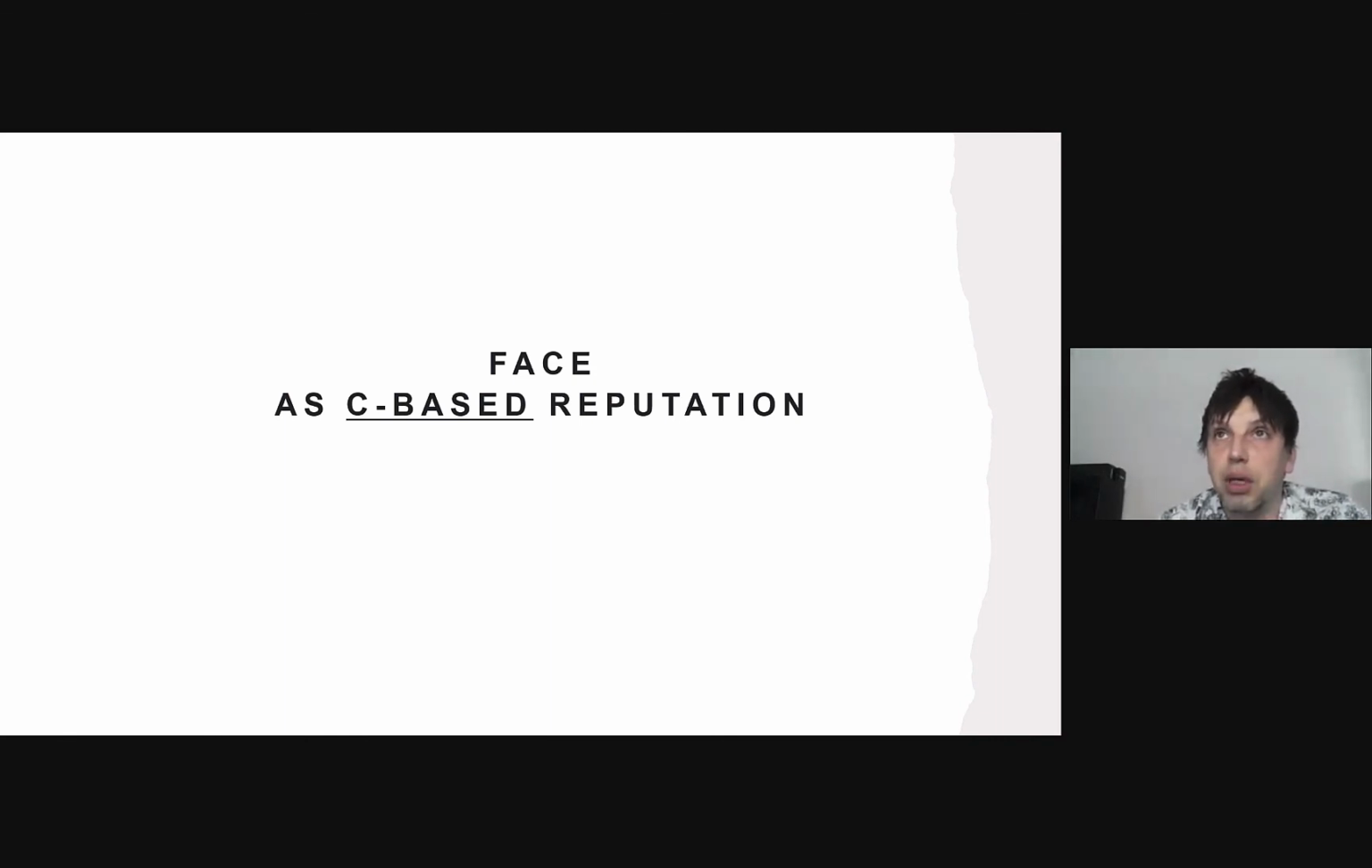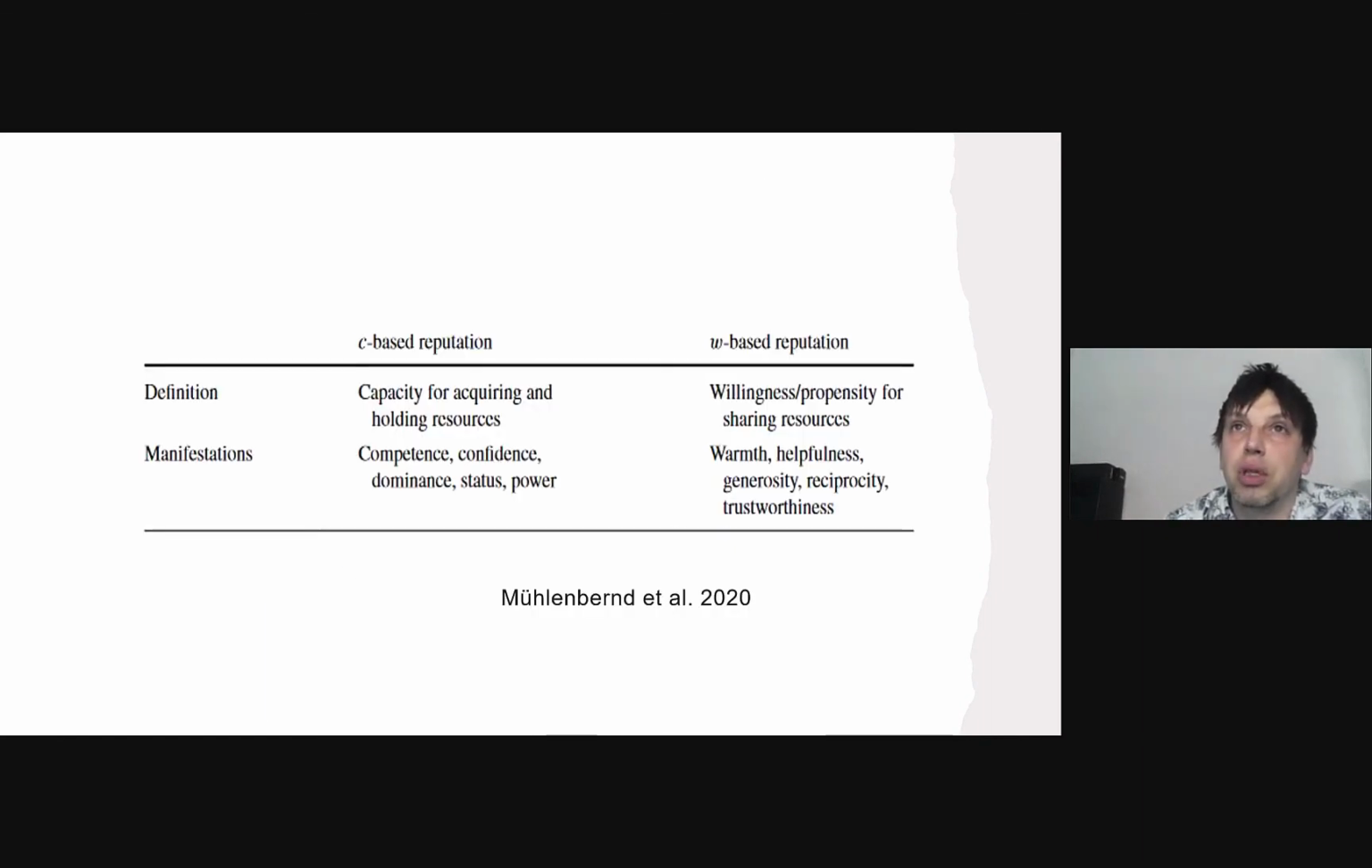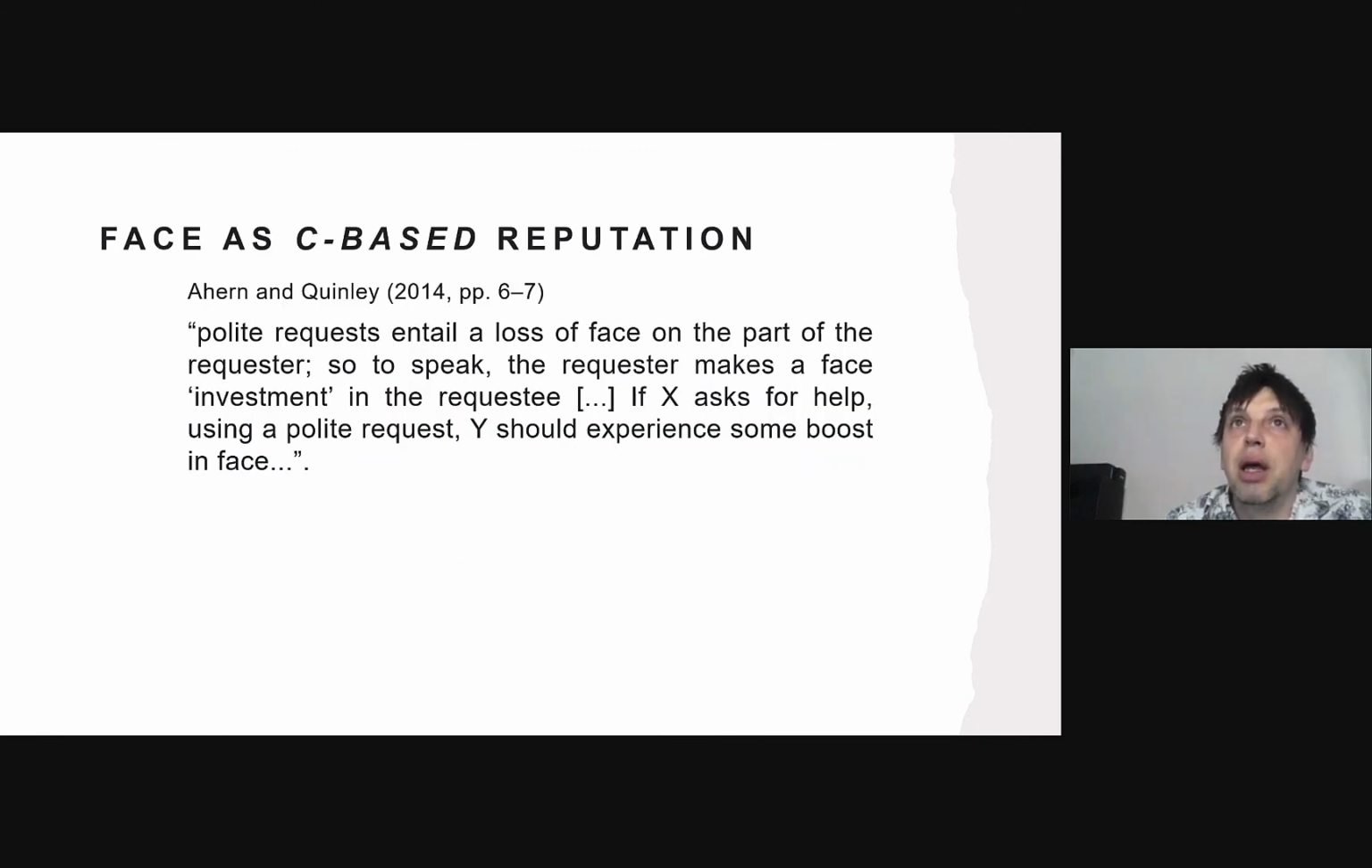Okay, so this is one account. So face would be reputation in general, both competence and warmth. But if you inspect how face tends to be used in research, as well as some models of linguistic politeness, it might be that it corresponds more to C-based reputation. So it will not be entire reputation, it would be just this competence-related dimension that is more vertical, more hierarchical, related to power. And here are some examples from the literature that testify to this.